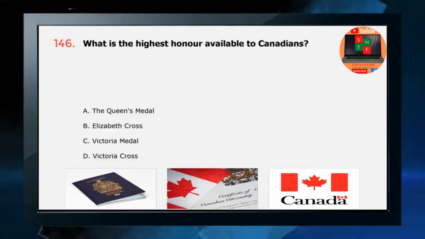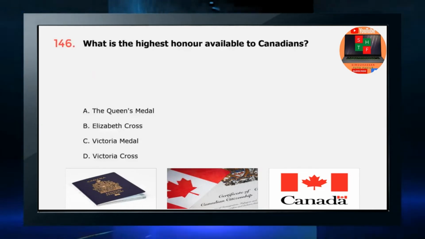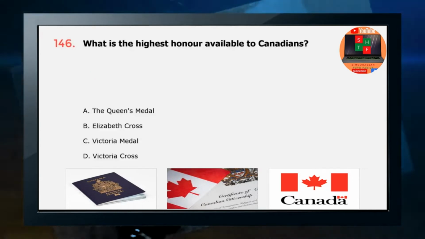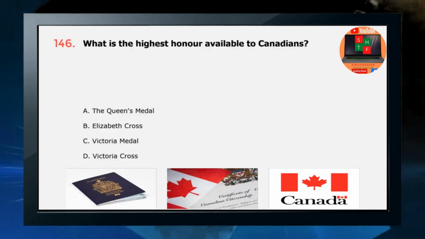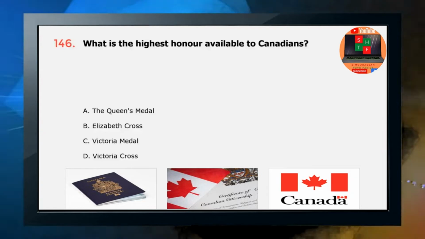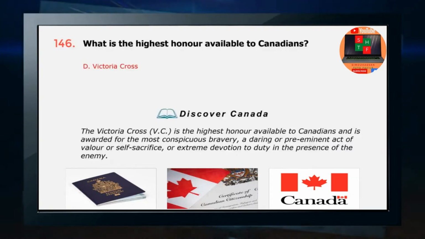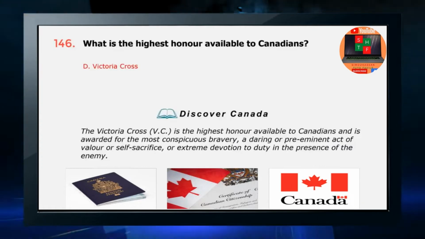Question 146. What is the highest honor available to Canadians? A. The Queen's Medal. B. Elizabeth Cross. C. Victoria Medal. D. Victoria Cross. The answer is D. Victoria Cross.